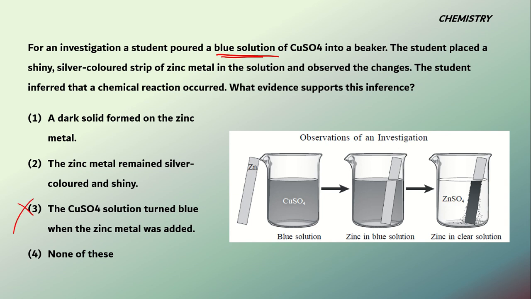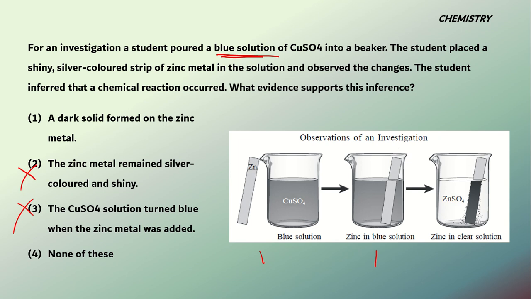Option 2 says the zinc metal remained silver colored and shiny. Now the zinc's original color is shiny silver, as we can see in this and this step. However, in the third step, after reacting with the CuSO4, we can see that a coating of copper has appeared on the zinc, and therefore it's not silver colored and shiny. In the image, we can clearly see that it has changed its color. So option 2 is also incorrect.